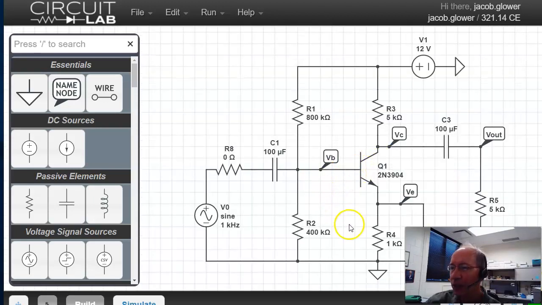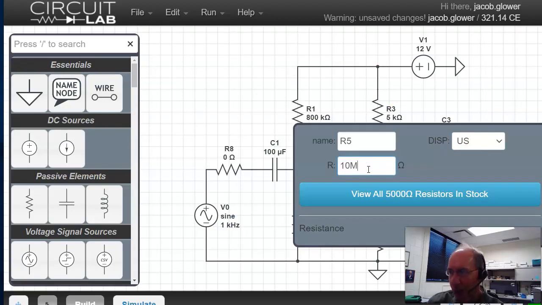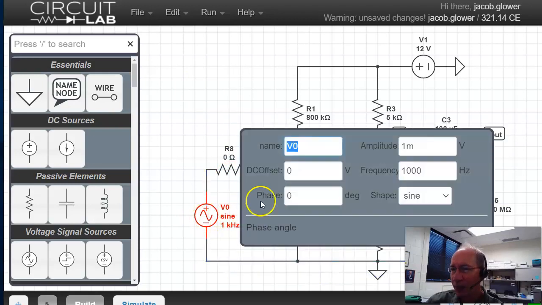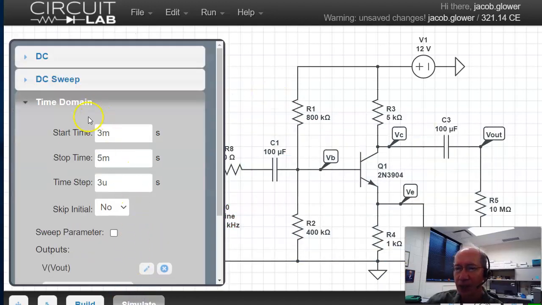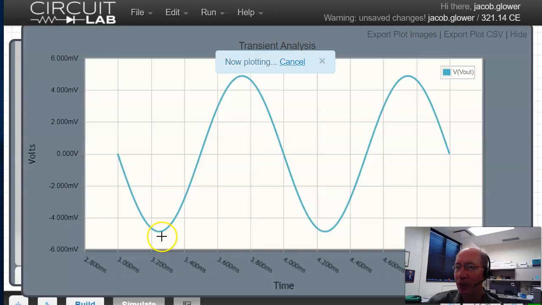You build the circuit. This is the common emitter amplifier. I want to find the gain, the input resistance, and the output resistance. So to find the gain, I'll take the output, make it something large, like 10 meg, input resistance 0, and make the input 1 millivolt at 1 kilohertz. Now do a simulation, a time domain simulation, starting at 3 milliseconds, ending at 5 milliseconds. That's 2 cycles, waiting 3 milliseconds to let it settle out.